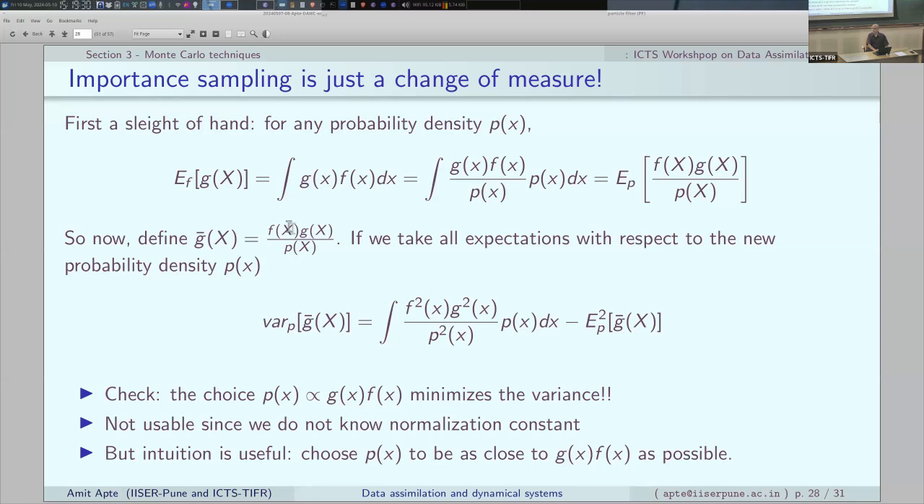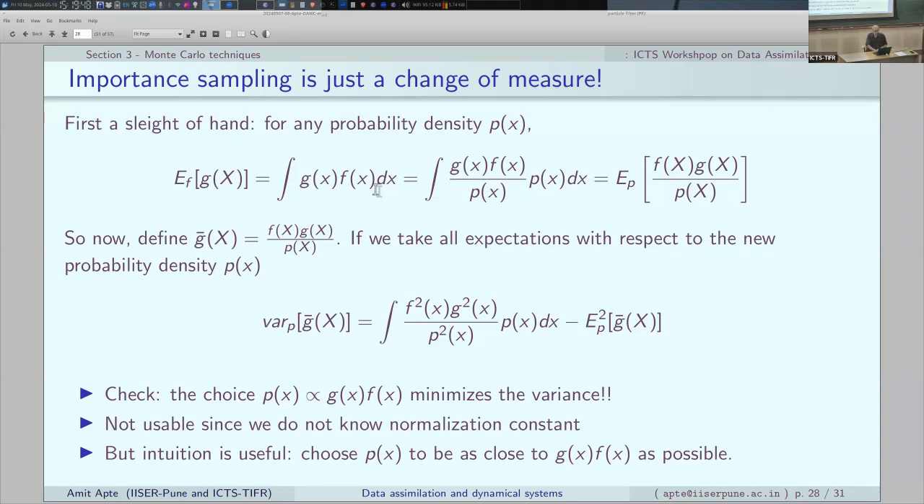We are going around and around in circles. We cannot normalize this, or rather, in order to normalize this density, we really need to evaluate this integral, which is what we wanted to do in the first place.